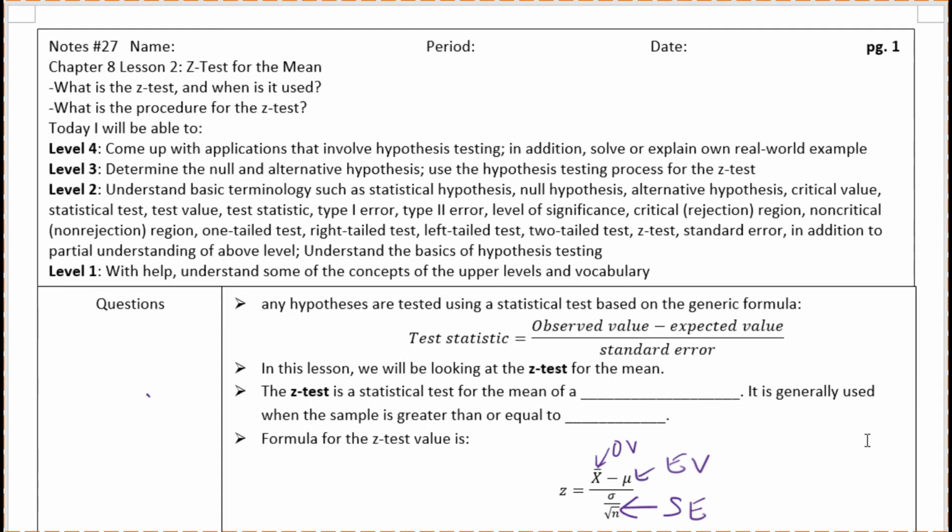So today we're going to discuss the z-test process. The z-test is a specific hypothesis test that you use when you want to test a claim about the mean, assuming that you have a large enough sample. The couple of questions that we want to discuss are: what is the z-test, when do we use it, and what is the procedure for the z-test.